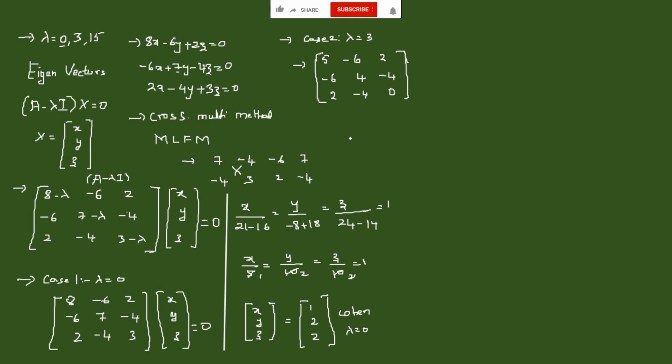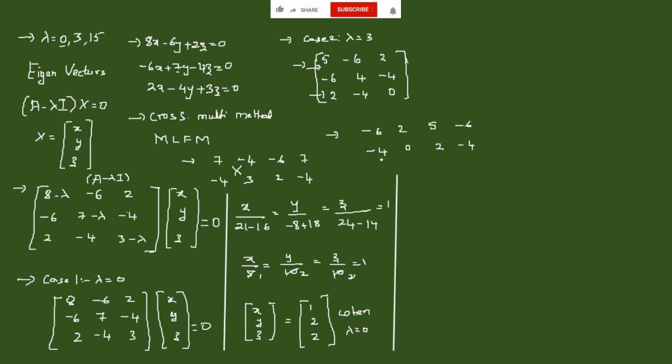Again we'll be writing in terms of middle, last, first and middle term. Consider any of the terms. If you consider this term and this term, it becomes minus 6, 2, 5, minus 6, and this becomes minus 4, 0, 2, minus 4. Again we define the values of x, y and z.